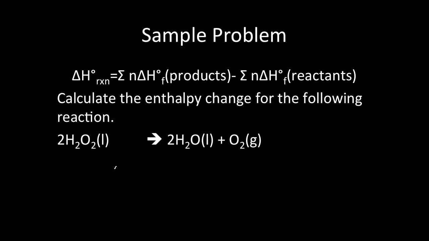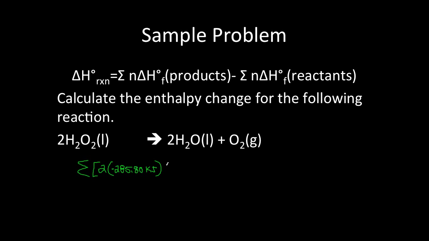We'll start with our products because that's first. So we want to know the sum of the enthalpies of the products. Now notice I have 2 moles of water, so I'm going to be multiplying the enthalpy of formation of liquid water, which is negative 285.80 kilojoules.